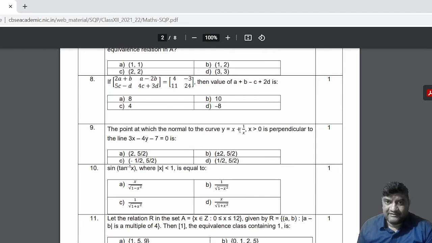So the normal to the curve is perpendicular to the line. A very tricky question, I would say. Now, the normal is perpendicular to the line. Understand this.